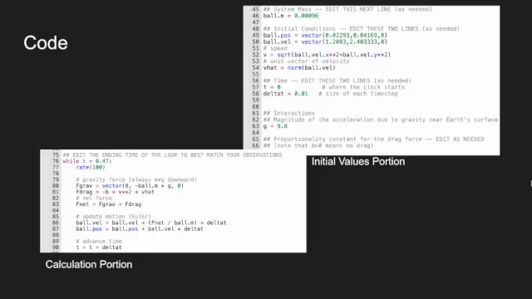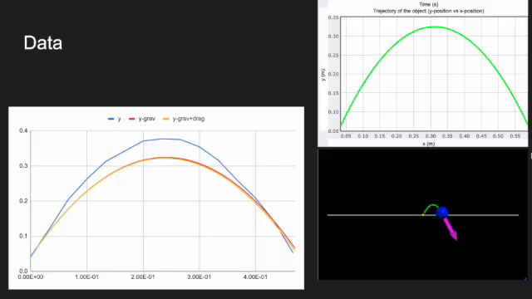Here is the code I used for this lab. This is to set the initial values of the system and the surroundings, as well as the calculation portion within the while loop. Here, our time was 0.47 seconds, which is roughly the time that we measured within the Tracker app. This is the data we received.